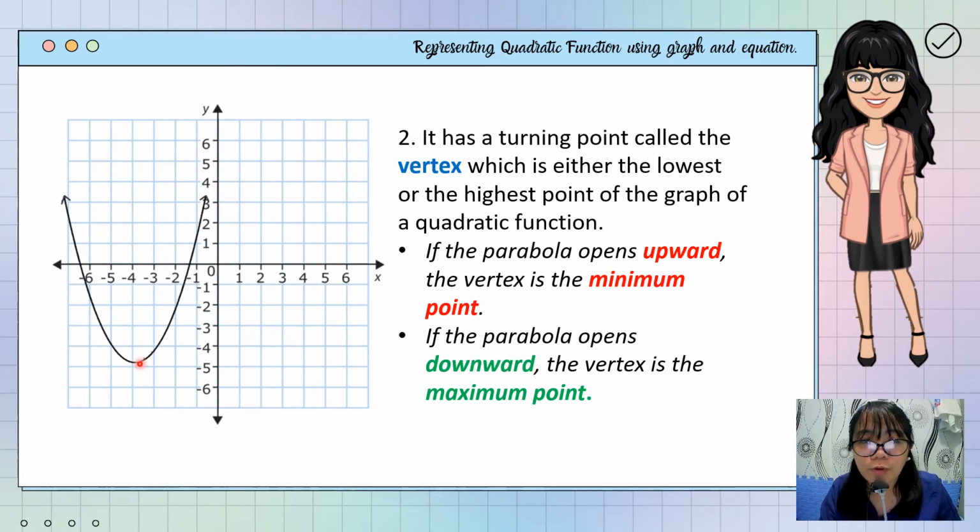So this point here, which we call the vertex for this parabola, is the minimum point because it is the lowest point of our parabola, since every value goes upward. If the parabola opens downward, then the vertex is the maximum point. It's the peak of our parabola. So this is our maximum point.